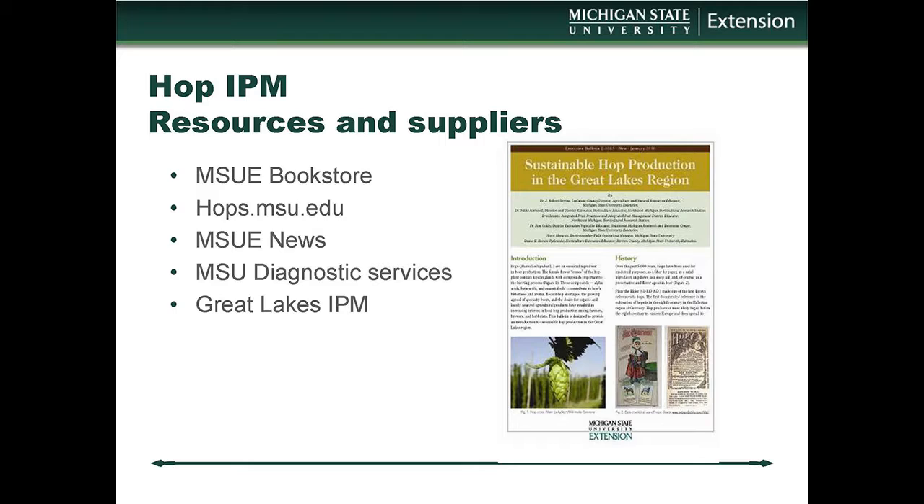We also have diagnostic services. I use diagnostic services quite a bit, especially with these new crops, because there's so much we haven't seen before. So if you're unsure of something, you can certainly send something in. I think it's $20, so it's pretty reasonable. They'll give you a diagnosis and also recommendations. And then Great Lakes IPM is one of the vendors I've used in the past for purchasing traps and hand lenses and things like that, if you're interested in some of those IPM type supplies.